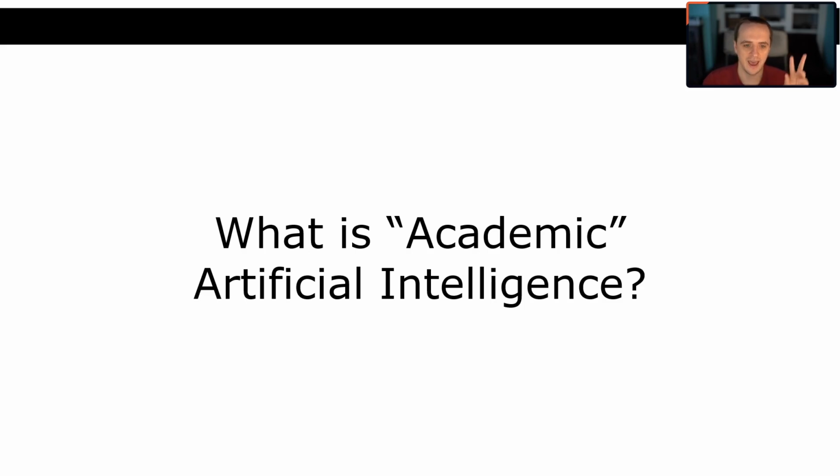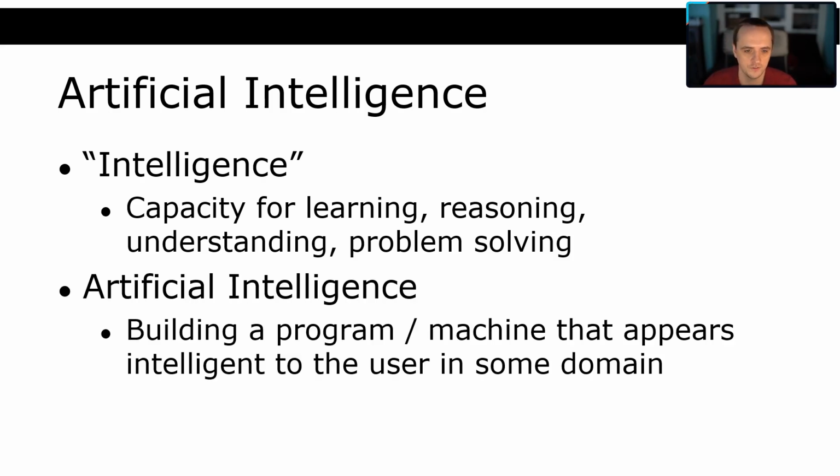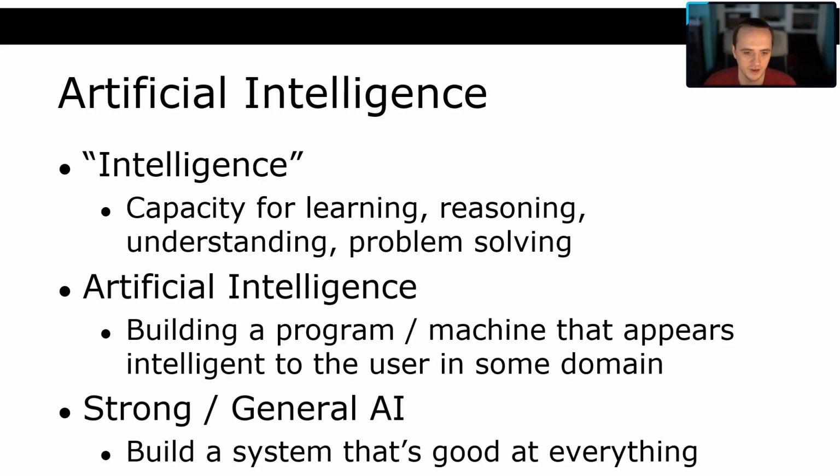So what is academic artificial intelligence? So what is artificial intelligence? So what is intelligence? Oh my God, we could have a PhD thesis on this, but let's just give a quick overview. Intelligence is some capacity for learning, reasoning, understanding, or problem solving. Basically, does it look intelligent, right? Does it do something that requires any sort of decision making? So artificial intelligence is then building a program or a machine that appears intelligent to the user in some domain.